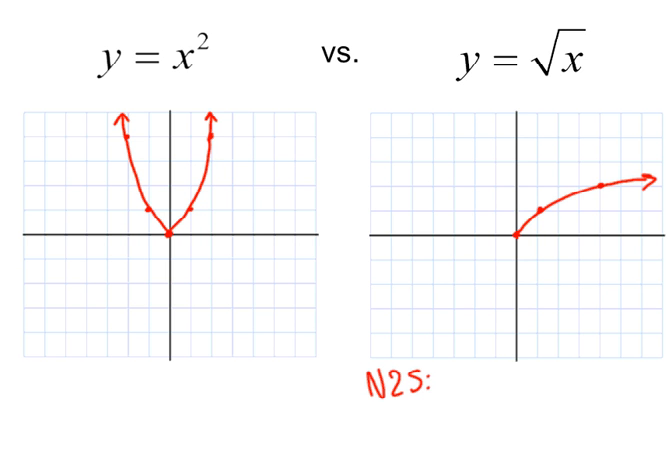A little note to self. This is not a parabola. So it's only one-sided. The parabola has two sides. The square root does not.